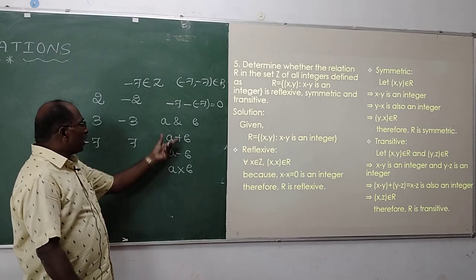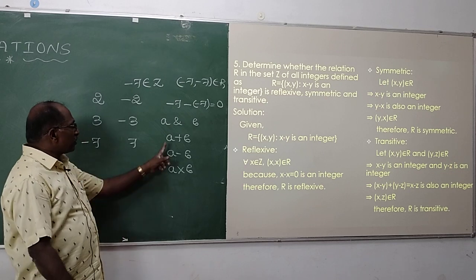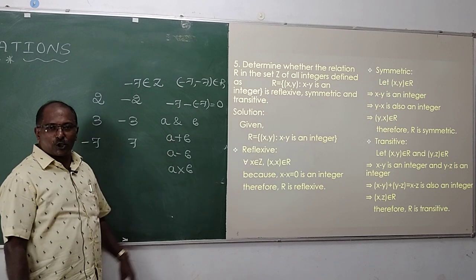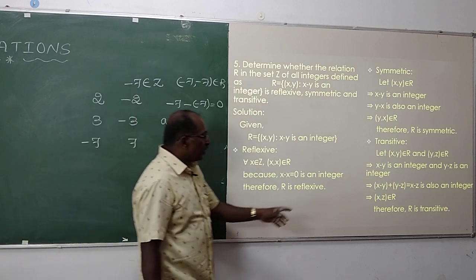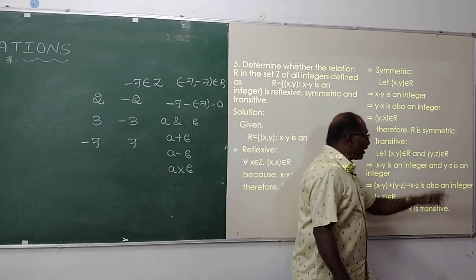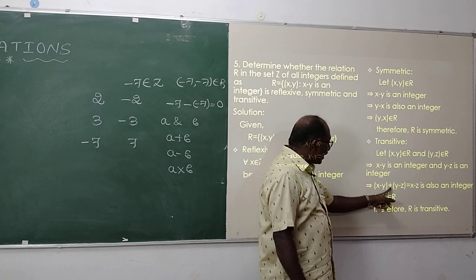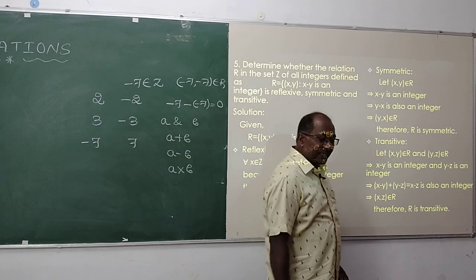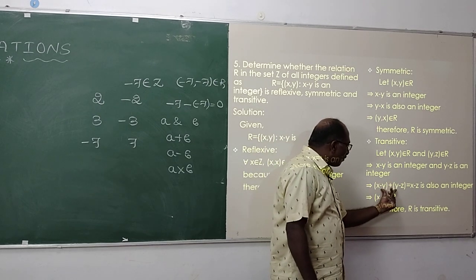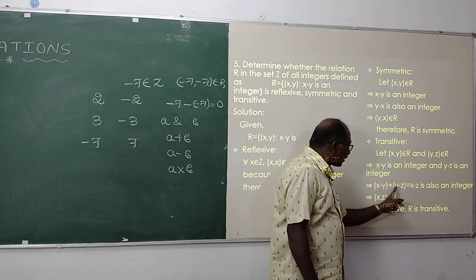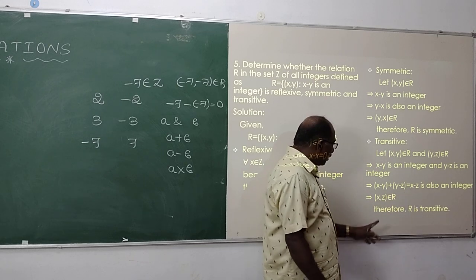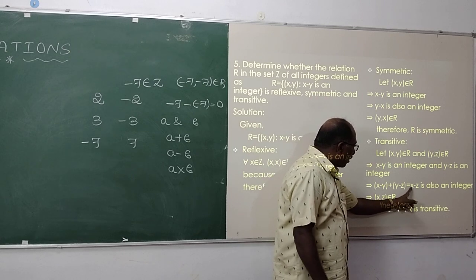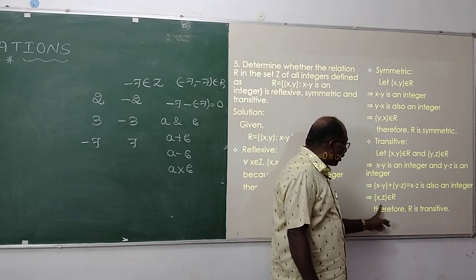Again I repeat, if a and b are any two integers, their sum a plus b, their difference a minus b, their product a into b is also an integer. Since x minus y and y minus z are integers, their sum (x minus y) plus (y minus z) is also an integer. The simplified form of this, minus y plus y cancel, is equal to x minus z.